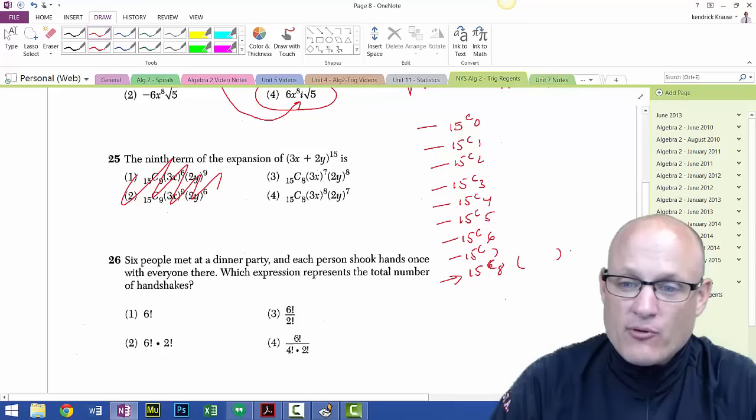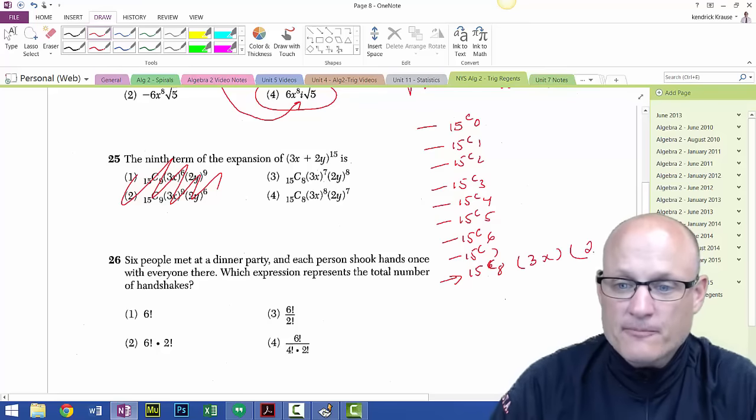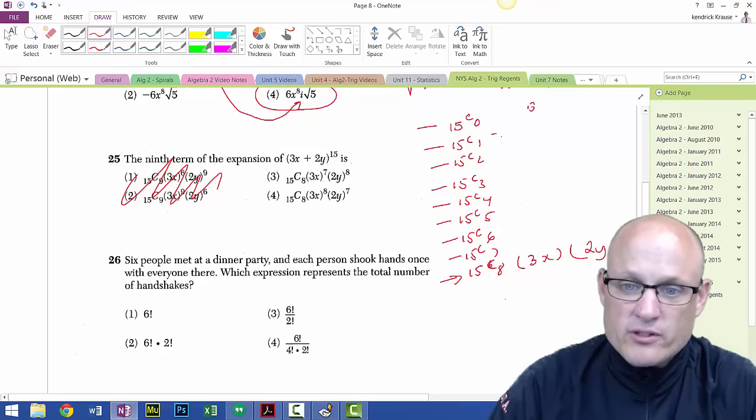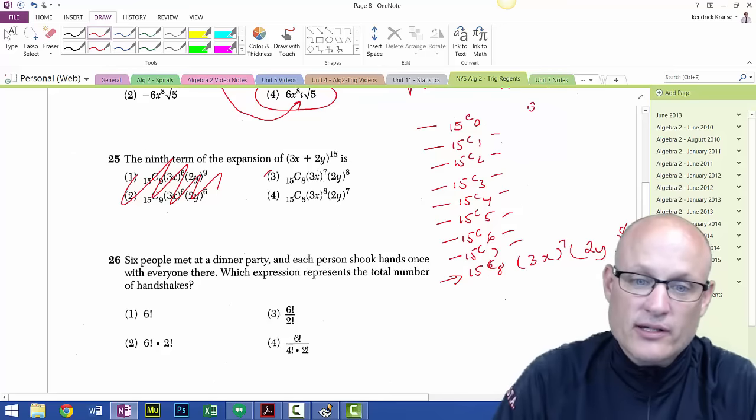And then in the parentheses here, of course, we'd put a 3x here and a 2y here. This one starts at 15, then 14, then 13, 12, 11, 10, 9, 8, 7. And then this one would have an 8 on it. And the answer is choice 3.